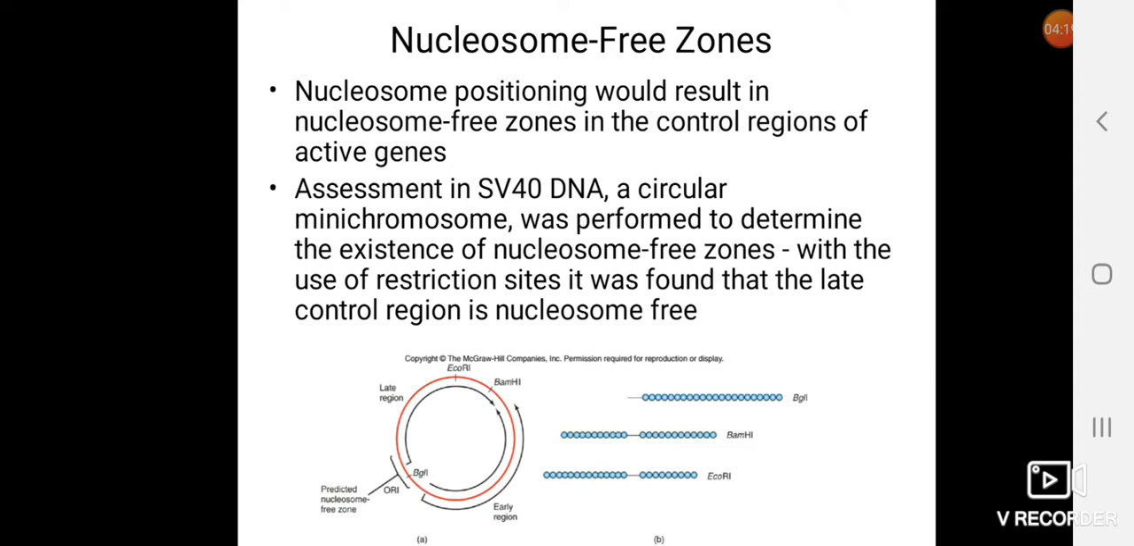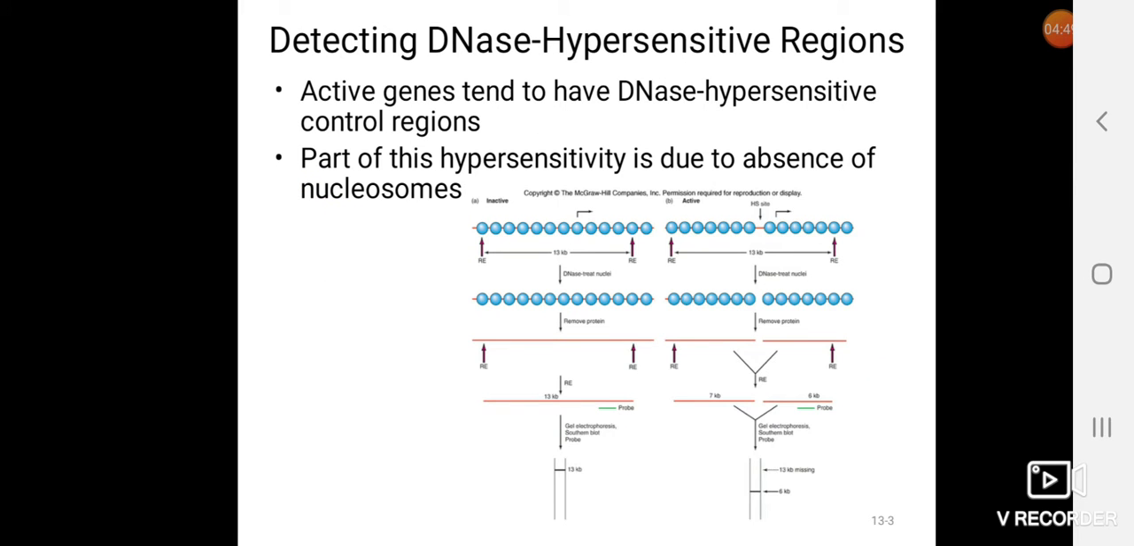What they have done is they have taken the SV40 mini chromosome, and they performed an experiment to check the existence of nucleosome-free zones, and they did it by using restriction enzymes. They took the SV40 mini chromosome and subjected it to restriction enzymes like BglI, BamHI, and EcoRI, and these restricted fragments were checked, and it was established that nucleosome-free zones are going to be seen whenever gene transcription is going to take place.